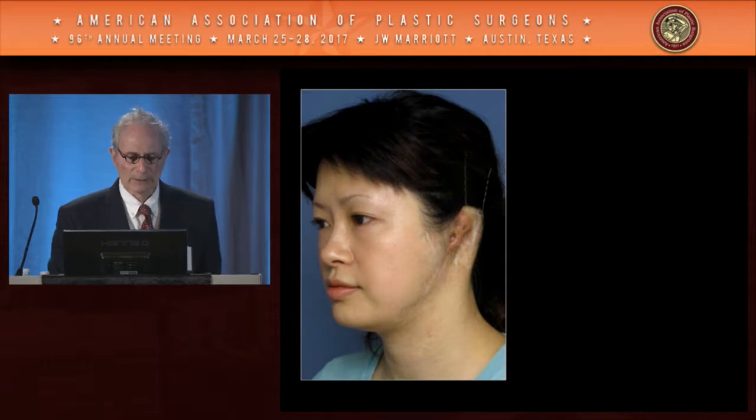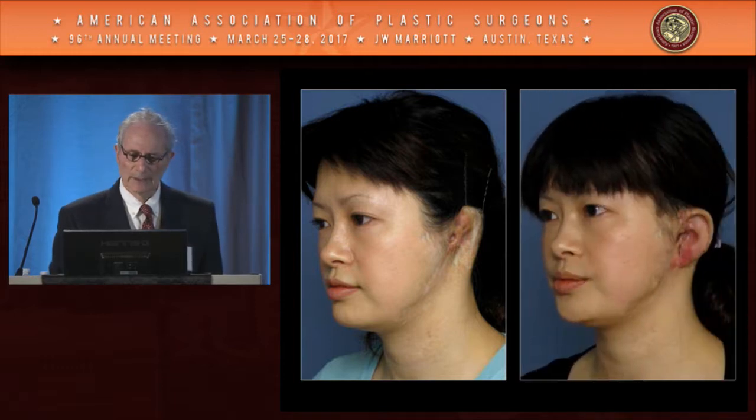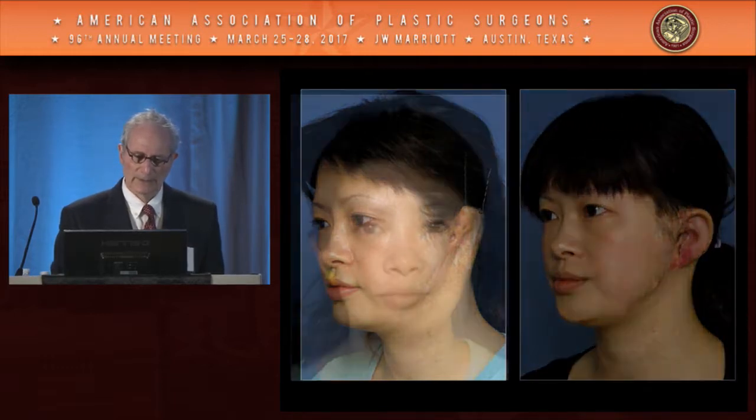A girl from China, who had a failed ear reconstruction, and you can see where the pins were to hold her prosthesis, which she didn't like. And we did this, this is just 2 weeks, I think, after her surgery, and good symmetry.